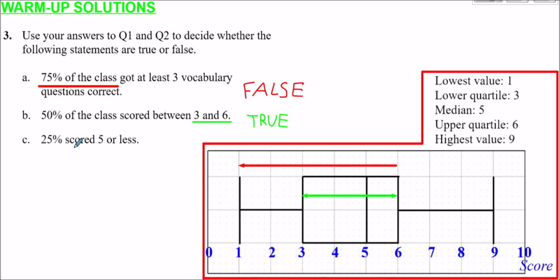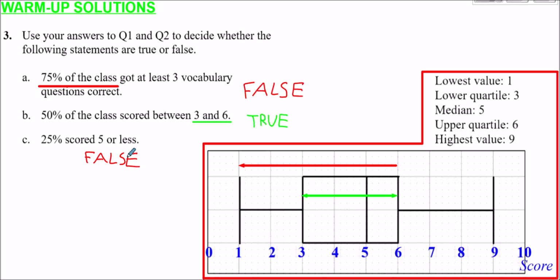Lastly, 25% scored 3 or less. This is false, because actually 25% scored 5 or less, 5 is the median. So if this question had said 50% scored 5 or less, that would be right. But 25% is here, which is actually 3 or less, not 5. So for that reason, part C, this statement is false.